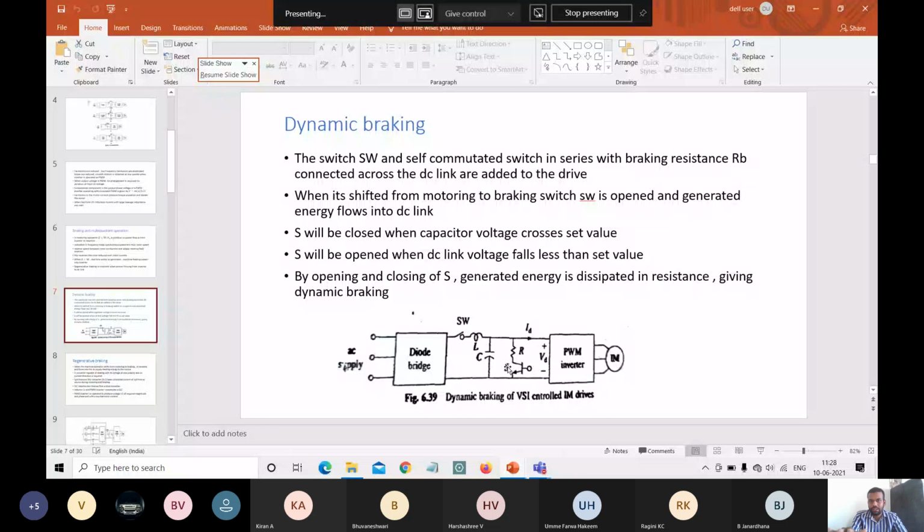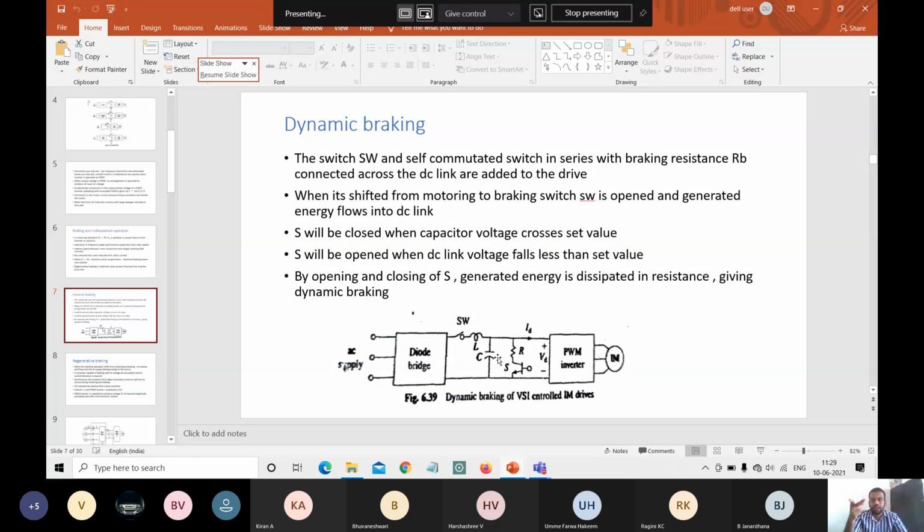That's one step. So next what happens? Next S will be opened. S will be opened when the DC link voltage falls less than the set value. The capacitor voltage is the DC link voltage. So when that DC link voltage falls less than the set value, previously we set some values always in order to operate the switches and the transistors. So after falling less than the set value, S will be opened.